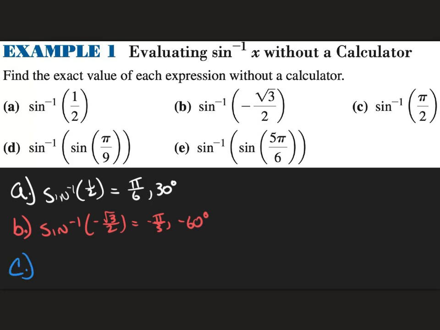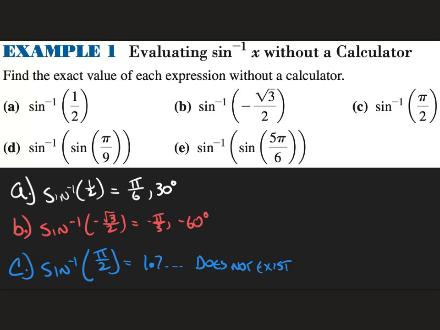So for value C, the sine inverse of pi over 2. Pi over 2 is like 3.14 divided by 2, so it's 1.57 something. I can't remember the rest of it. Because this is bigger than 1, and outside of negative 1 to 1, this does not exist. And this is going to be important in the future, when we talk about the law of sines and the law of cosines.